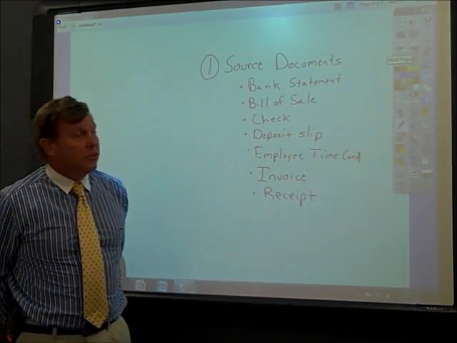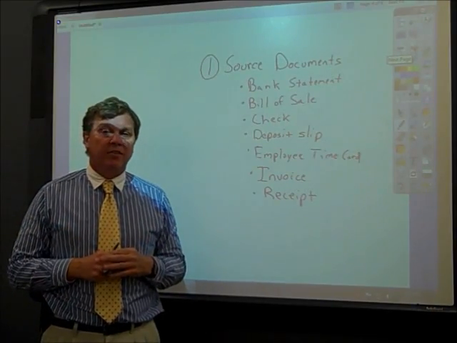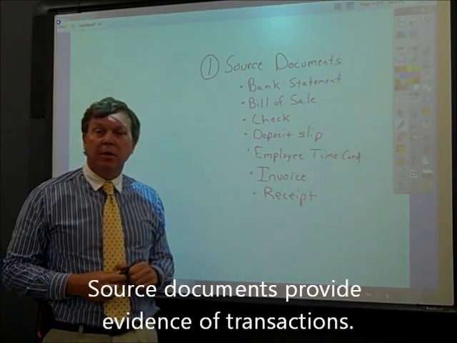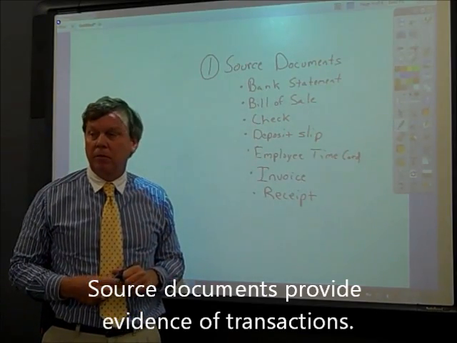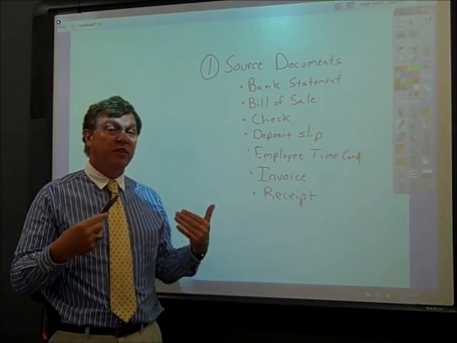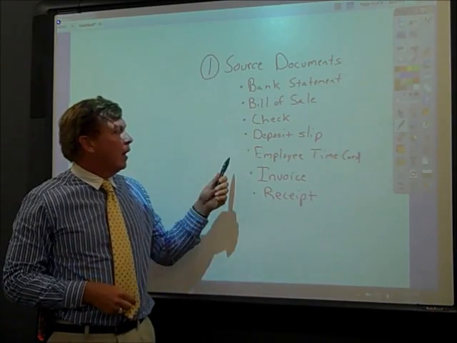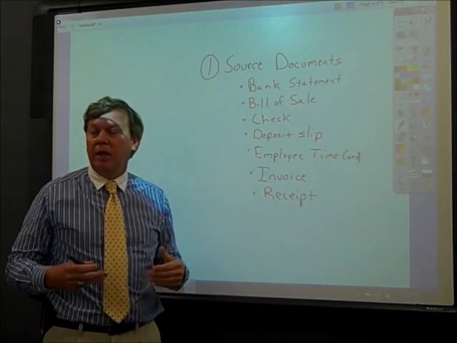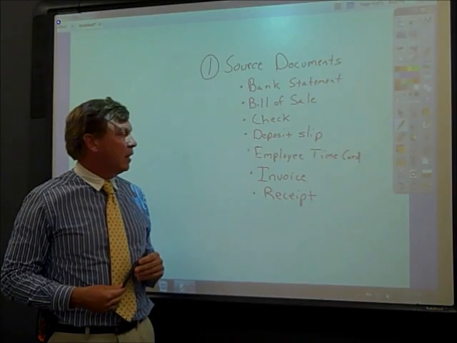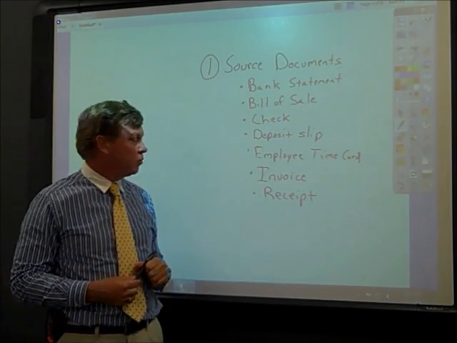The source documents are the things that provide us the evidence from which we can record transactions. They would include things like a bank statement, a bill of sale, checks, either checks that we receive in the mail, maybe from a customer, or checks that we write to a vendor. We could have a deposit slip, an employee's time tickets or time card. Those represent the employee's time. That would be another source document.